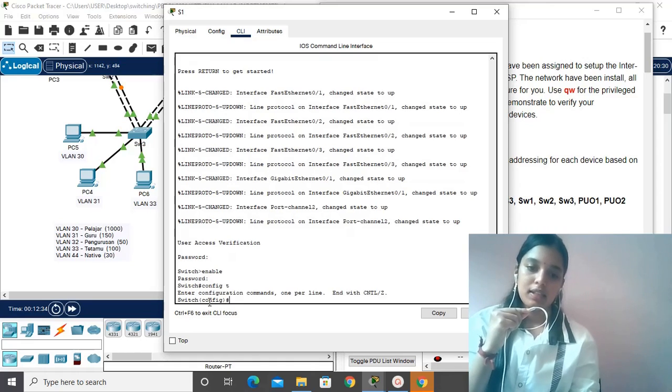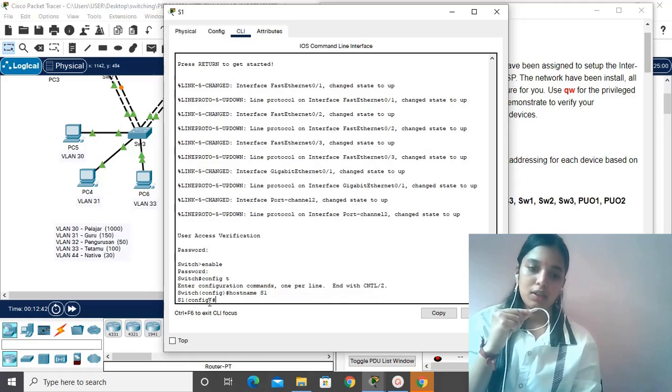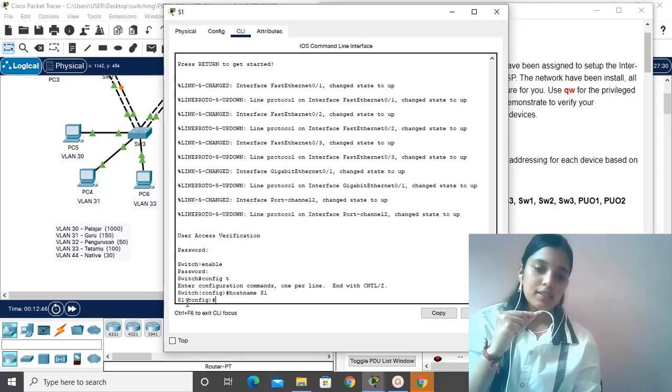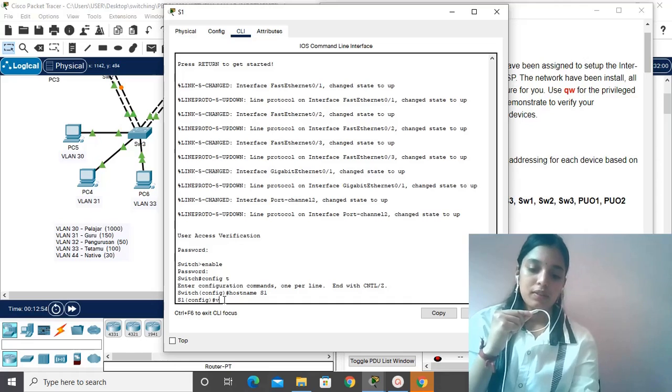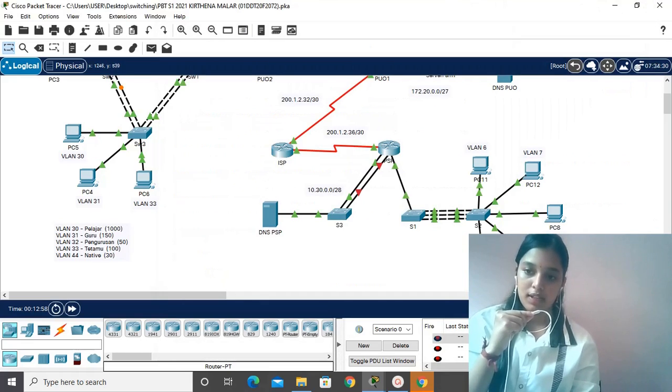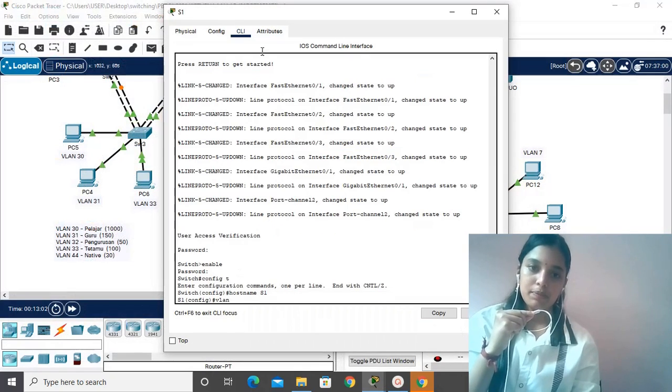and then write the host name. We just change the host name to S1. The host name will change to S1, switch S1, with an open and close bracket showing config. Then we should write the VLAN that is given in the instructions in the table. VLAN 6 is the staff.